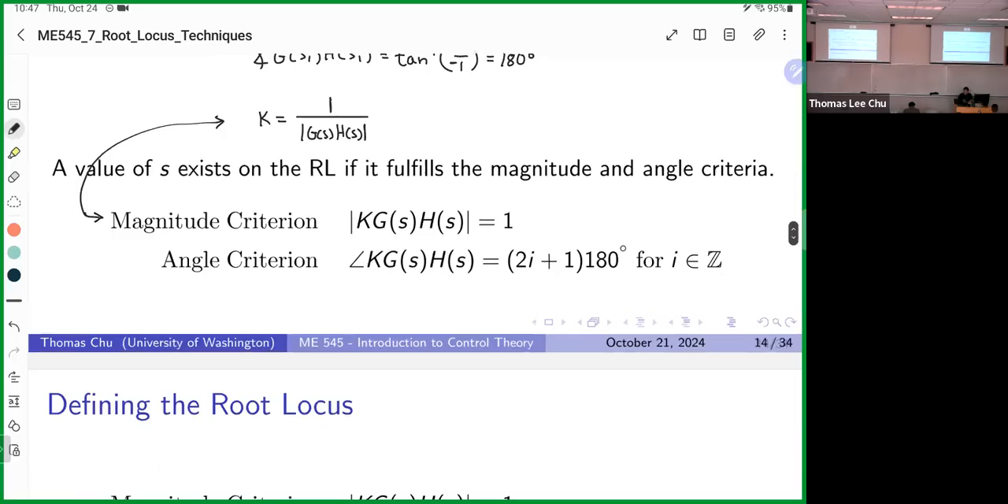Any questions? And then this Z here just means it's for all integers.